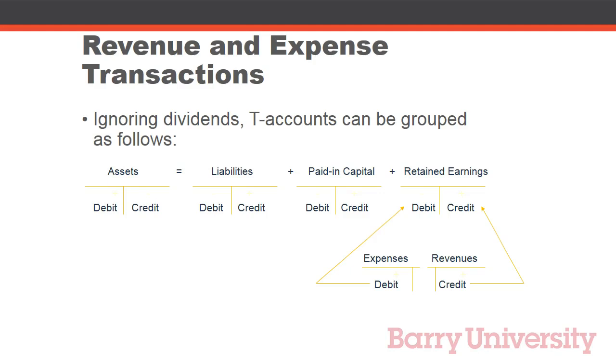Revenues increase stockholders' equity, credit accounts. Debits reduce stockholders' equity, credit accounts. Retained earnings is the accumulation of net income minus dividends. Dividends are withdrawals by the owners from the company. Revenues minus expenses equal net income.